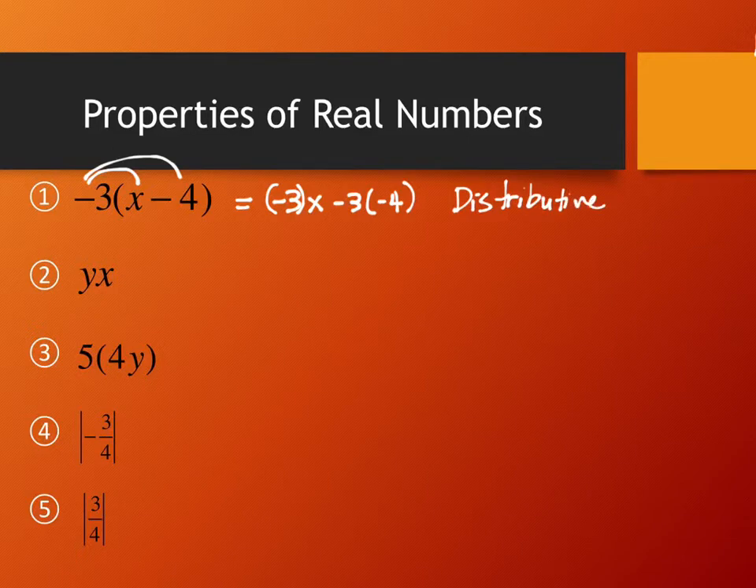Another property on number 2 is called the commutative property. And you know this to be true with multiplication and addition. It is actually not true with division or subtraction. But the order doesn't matter, right? 5 plus 2 is the same as 2 plus 5. 5 times 2 is the same as 2 times 5. But that doesn't work with subtraction. 5 minus 2 is not the same as 2 minus 5, nor is 5 divided by 2 the same as 2 divided by 5.